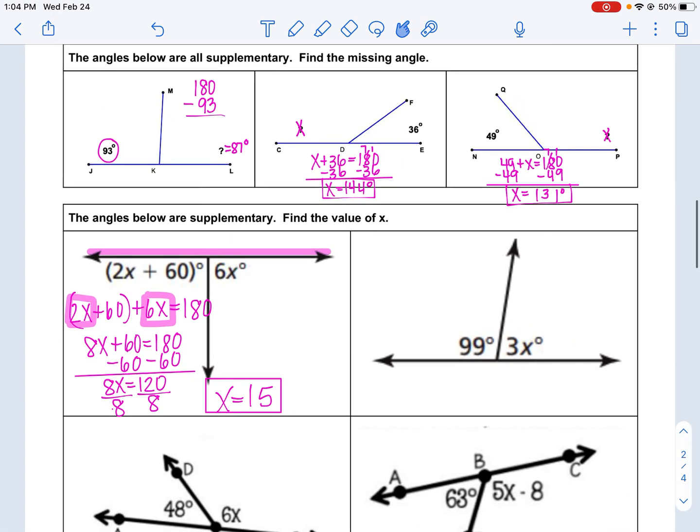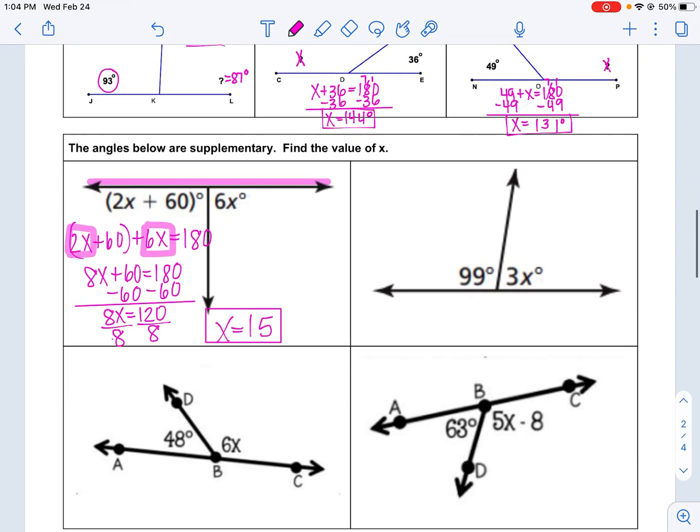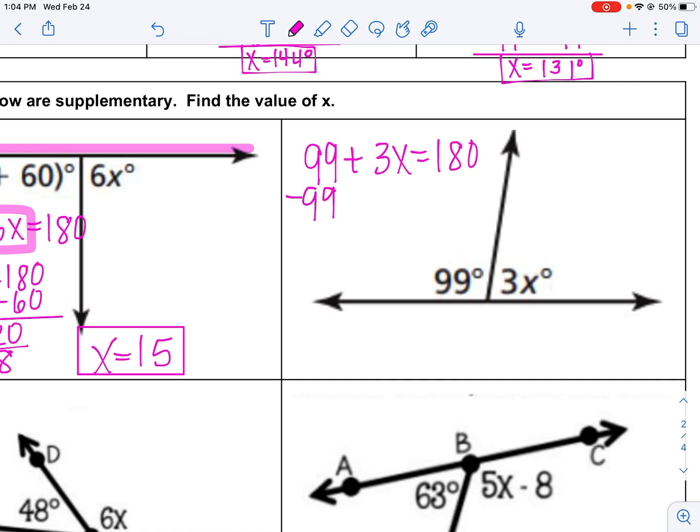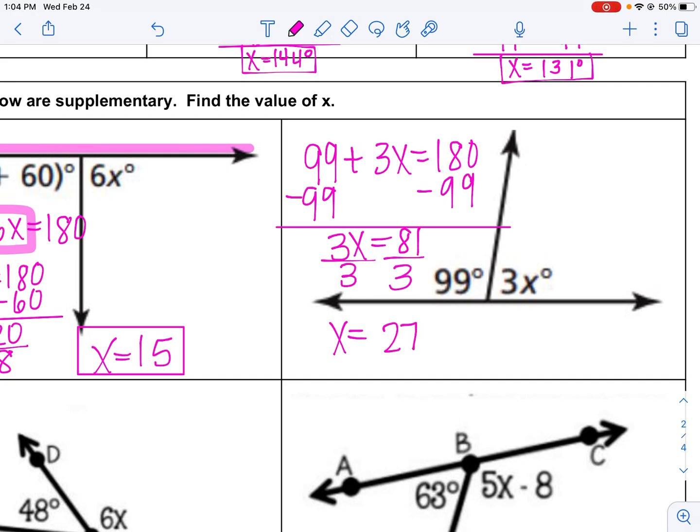Let's do one more with supplementary angles together. Let's do the second one. So we have 99 plus 3x equals 180. This is just a simple 2-step equation. We're going to take away 99 from both sides. We get 3x equals 81. And we're going to divide 81 by 3. And x equals 27.